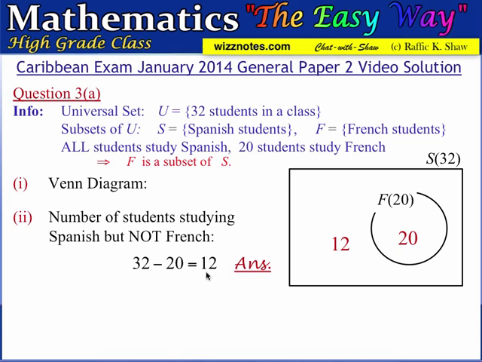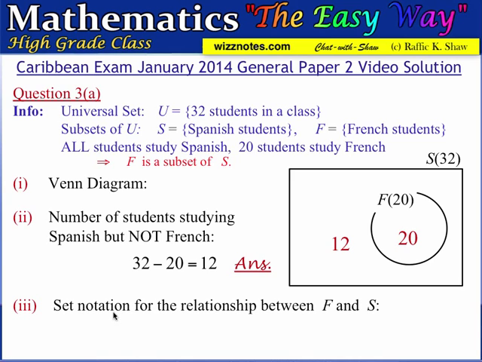So 12 is the answer here. The third part wants us to write the set notation for the relationship between set F and set S, that is the French students and the Spanish students. We have already indicated that F is a subset of S because all the students in the class study Spanish, and only 20 students study French. It means that F is a subset of S. And the set notation for that is this. This means F is a subset of S. And so that's the answer for that part of the question.